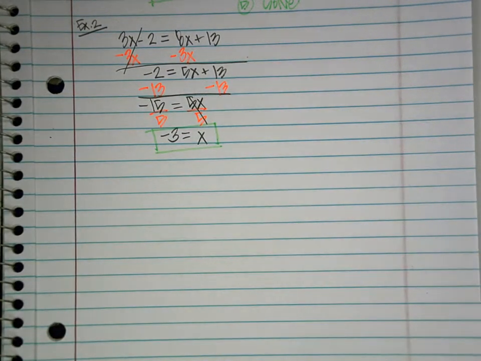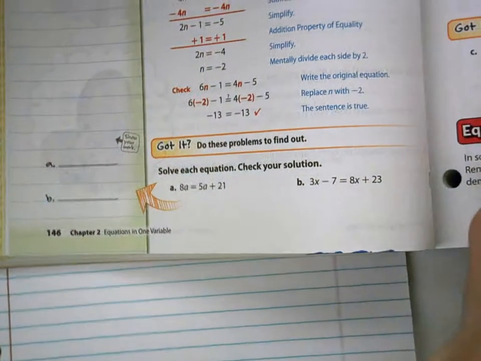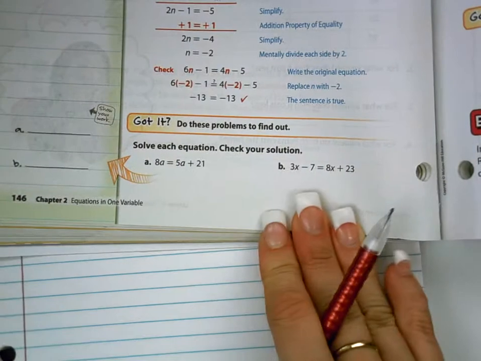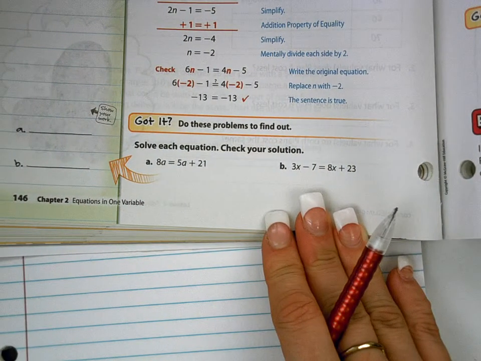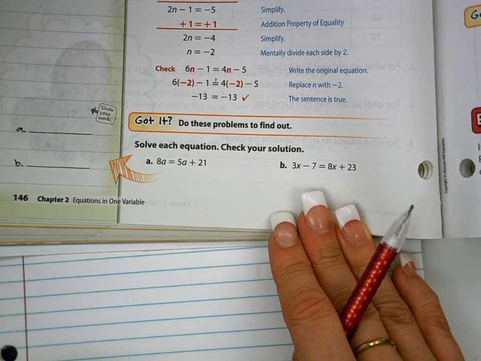Okay, now I would like you to open up your books. Let's look at page 146, and we're going to do the Got It A and B on page 146. Let's look at the Got It A and B all the way at the bottom of the page, and I would like you to try these, please.